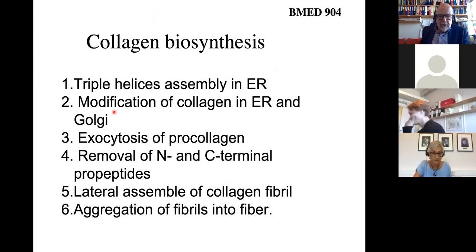So collagens are a bit special in many respects. Protein synthesis is not like your average protein. So we'll just say a few words about synthesis. Collagen is made in the ER, and then it's post-translationally modified both in the ER and in the Golgi, and then collagen is secreted.